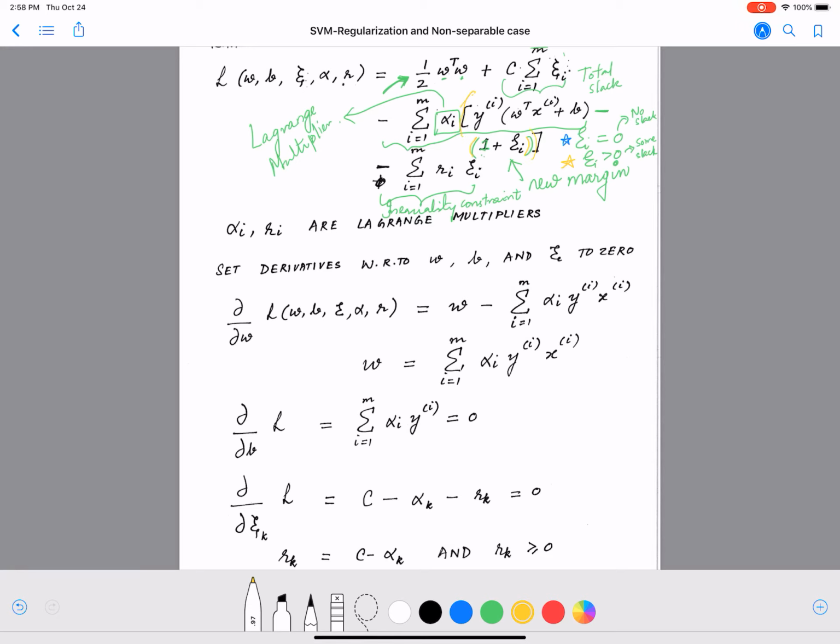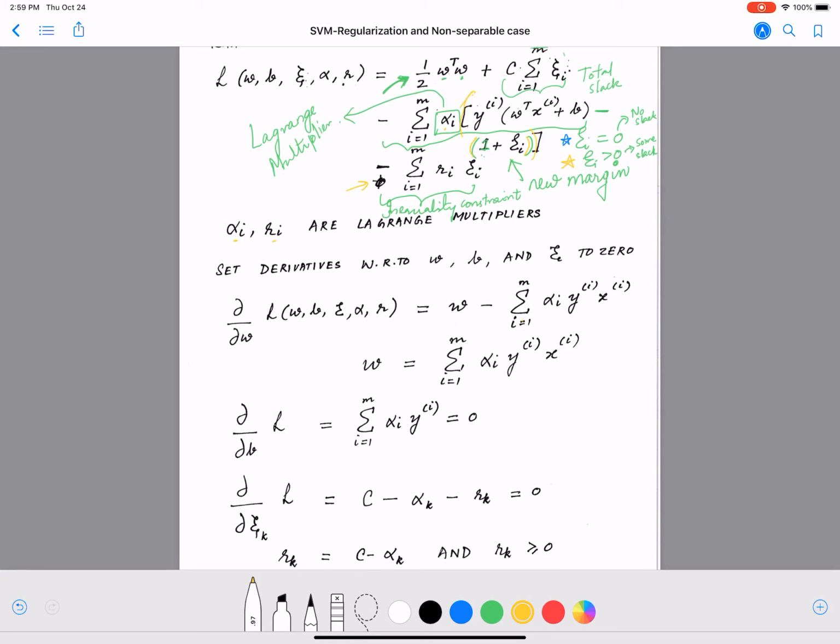inequality equation, and we have the Lagrange multiplier to go with that, alpha I. And we have another extra constraint where psi I is greater than or equal to 0, right? It's a distance, it's a positive quantity, so it's either greater than 0 or equal to 0. So now for that constraint, we have this last term here. This last term is for that inequality constraint, where alpha I and R I are Lagrange multipliers. So now we have constructed the Lagrangian for this problem.